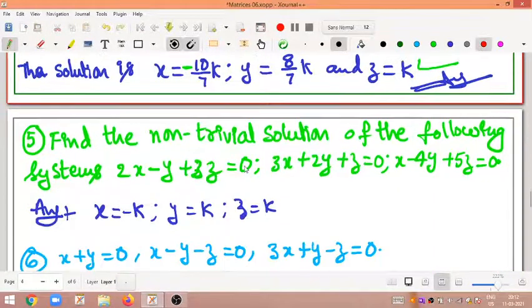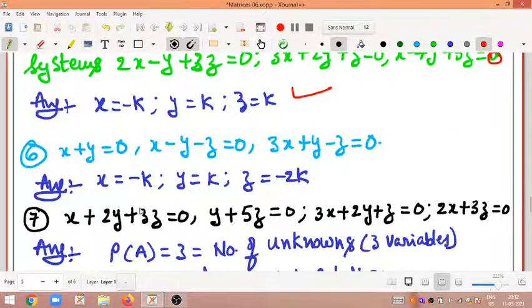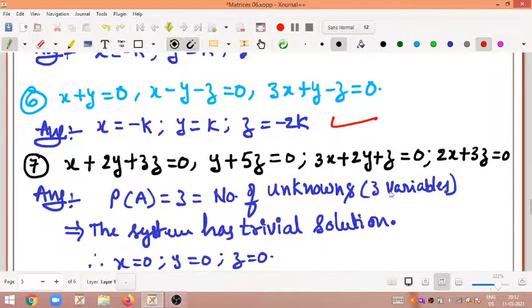See here. Find the non-trivial solution of the following system. The system is like this: 2x minus y plus 3z is equal to 0, 3x plus 2y plus z is equal to 0, x minus 4y plus 5z is equal to 0. This is also 0. So this answer I kept here, you will do it. This one also I kept here, you all do it.